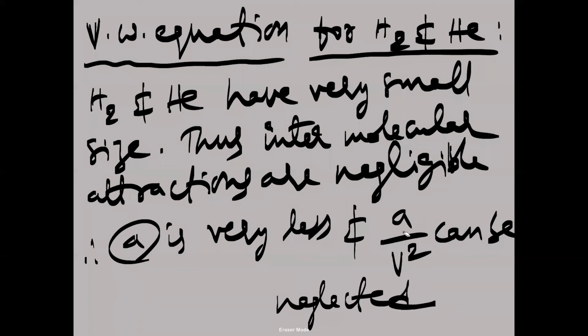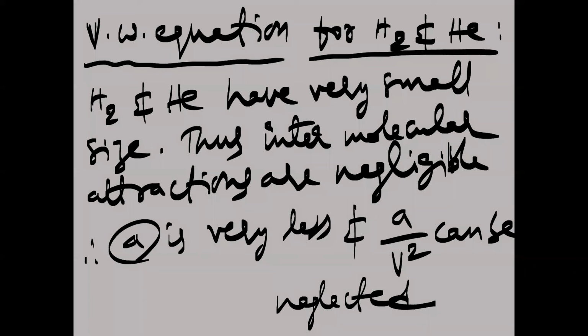So the A value is very less, the numerator value is very less, and this ratio also will be very less. Then this A by V square can be neglected in case of hydrogen and helium gases because of the very small sizes and very small masses of these two molecules. When mass is less, attractive force is less. When sizes are very less also, attractive forces are very less. Take the screenshot.